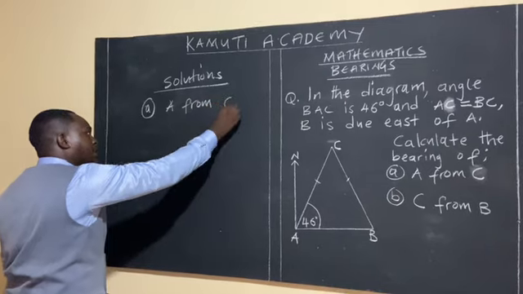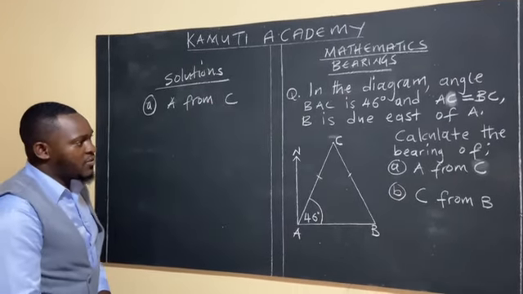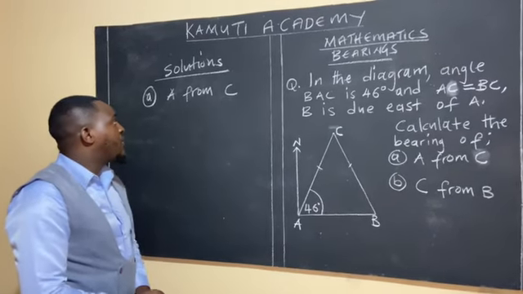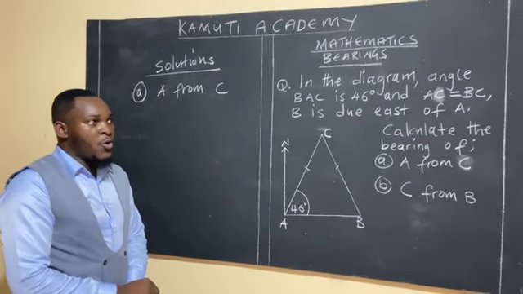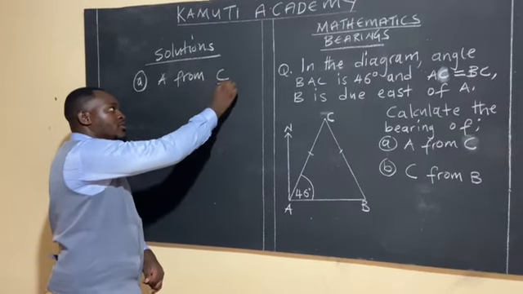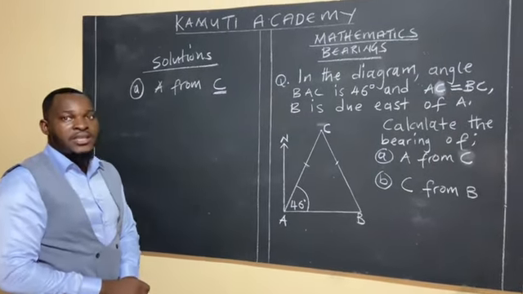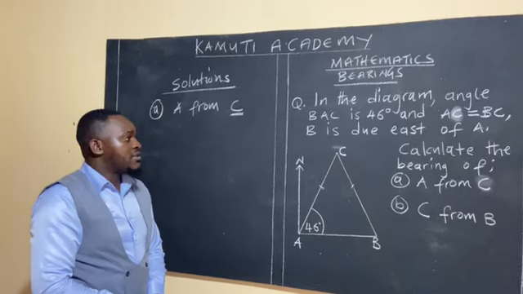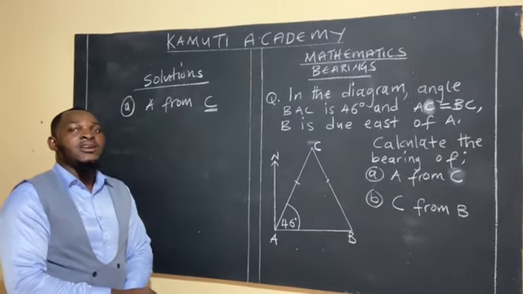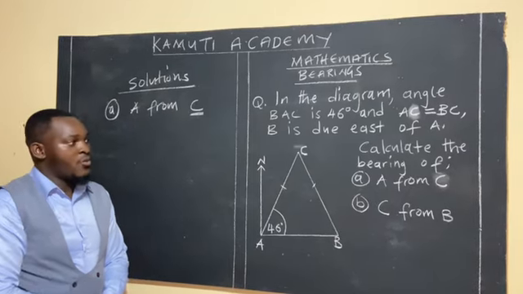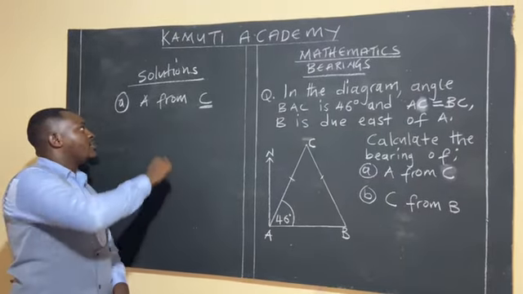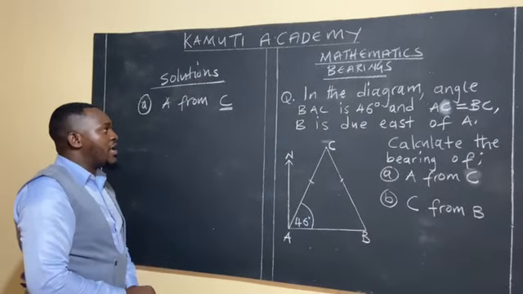from C. All right, so when you're dealing with bearings, there are two things that you're supposed to consider. The first thing is that you always consider the letter that comes after "from". So you start with the letter that comes after "from". Then the other thing is that we move in the clockwise direction. We always move in the clockwise direction. All right, so now they are saying the bearing of A from C.